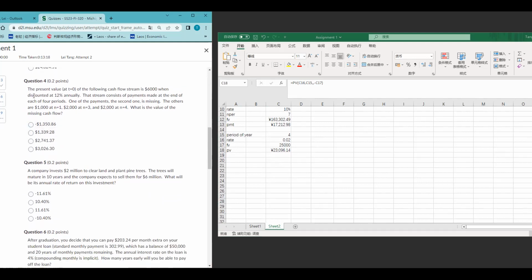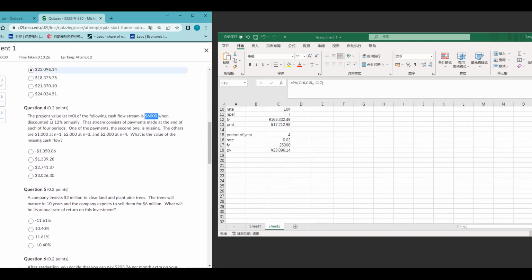For question 4, the present value of the following cash flow is 6,000, with discount at 12% annually. For 4 periods. One payment, the second one is missing.